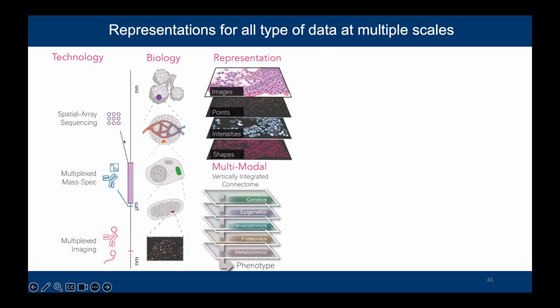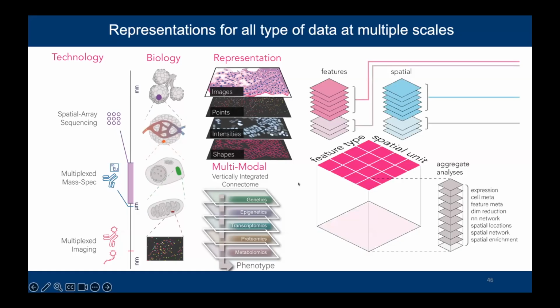All these different technologies that I showed before can have very different data types, and how you represent them is one thing where we thought about what kind of data structure we need to efficiently represent images, points, intensity values, and shapes. All of that together, you can stack in a vertical way to create this vertically integrated connectome from all these different genetic layers, epigenetic layers, and so on.